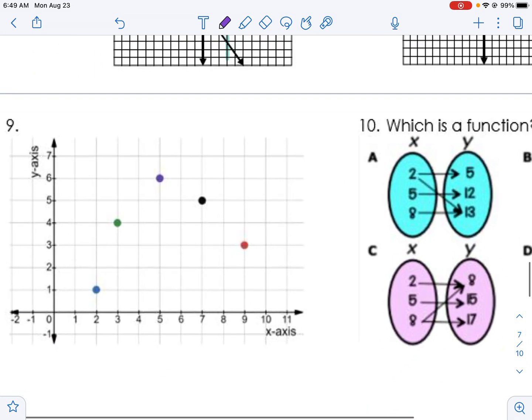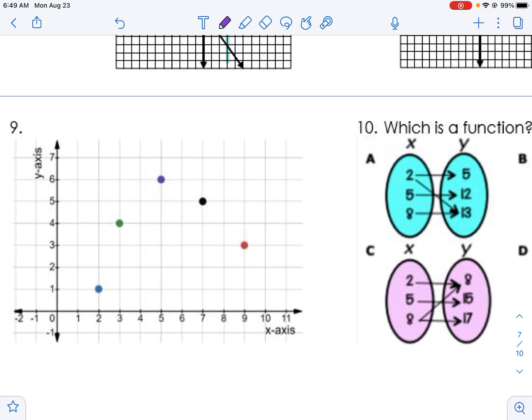Okay, looking at our next example, we have some points on a graph. So again, we can do the vertical line test. So if I draw a vertical line, am I ever going to hit 2 points no matter where I draw it? And it doesn't look like it. Okay, so you can draw as many vertical lines as you want to check. So here, no line hits 2 points. So yes, this is a function.